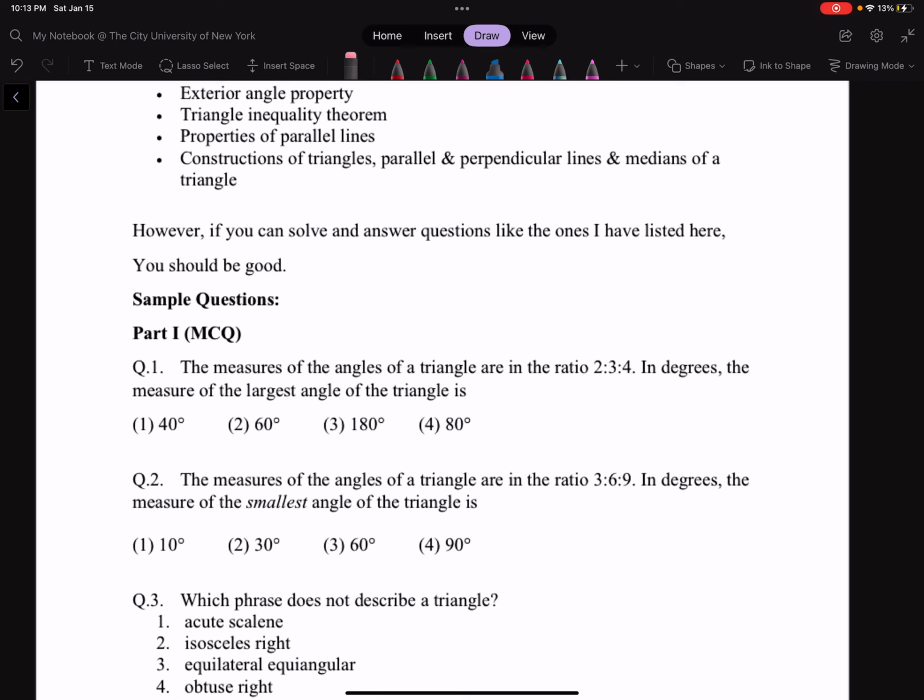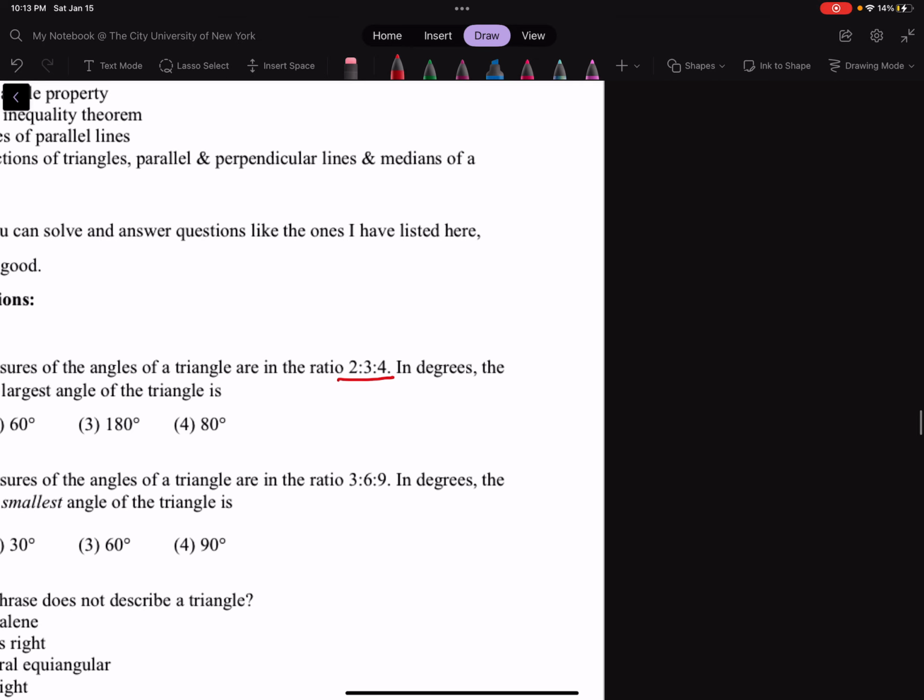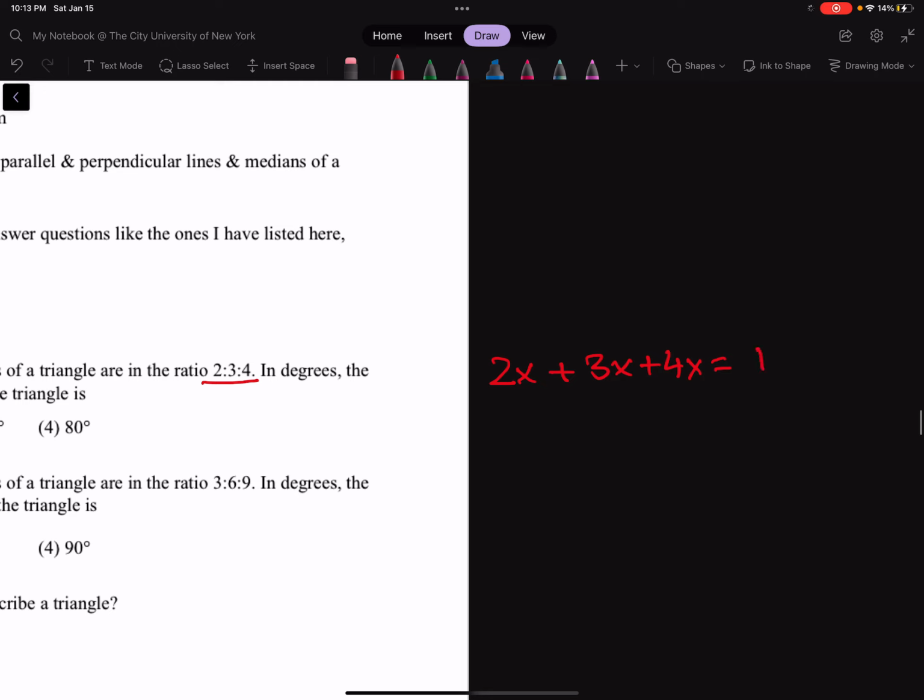Okay, so number one is a kind of ratio problem. It tells us the measures of the angles of a triangle are in the ratio 2, 3, 4. To get to the real figure, multiply them by a common value, so 2x, 3x, and 4x. They are the measures of the angles in a triangle. In a triangle there are 180 degrees, so 5x and 4x is 9x, and you get 180. You divide by 9, you get x equals 20.